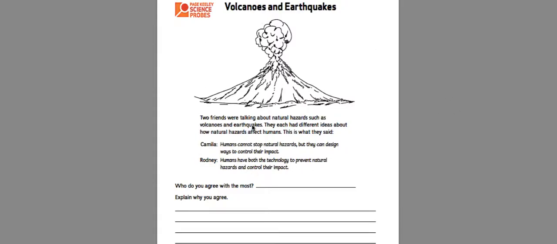Two friends were talking about natural hazards such as volcanoes and earthquakes. They each had different ideas about how natural hazards affect humans. This is what they said. Camilla said, humans cannot stop natural hazards, but they can design ways to control their impact. Impact means their effect. Rodney said, humans have both the technology to prevent natural hazards and control their impact.